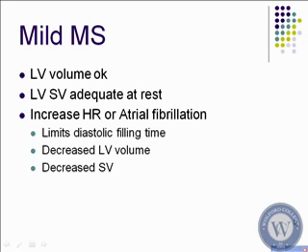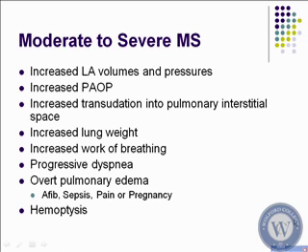It limits the diastolic filling time, it decreases their left ventricular volume, and it causes a decreased stroke volume, which then may cause symptoms. In moderate to severe MS, you have increases in left atrial volumes and pressures. You see big increases in PA occlusion pressures, and you start getting transudation into the pulmonary interstitial fluid space. So these people are developing early signs of pulmonary edema. They also start showing increasing lung weight with a decrease in lung compliance, and as a consequence, an increased workload of breathing. The patient develops increasing dyspnea, overt pulmonary edema eventually develops, and you may develop severe forms of hemoptysis at times.